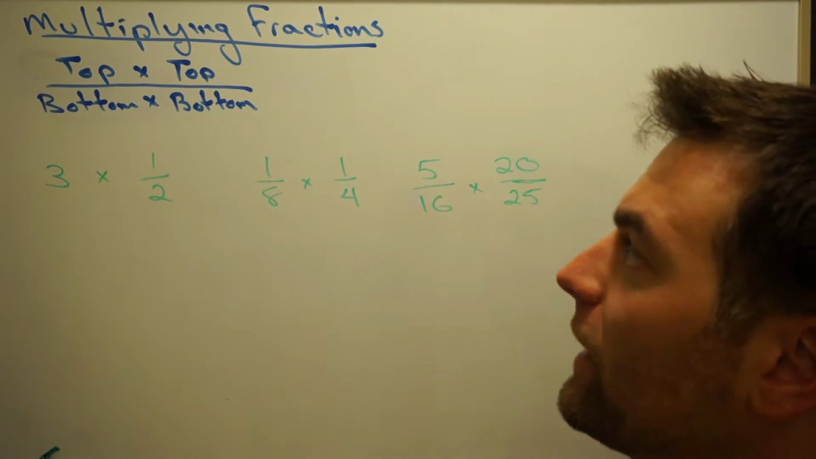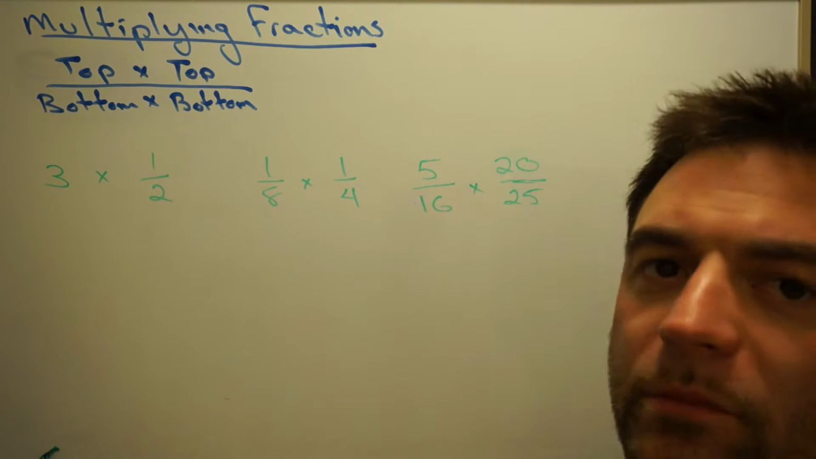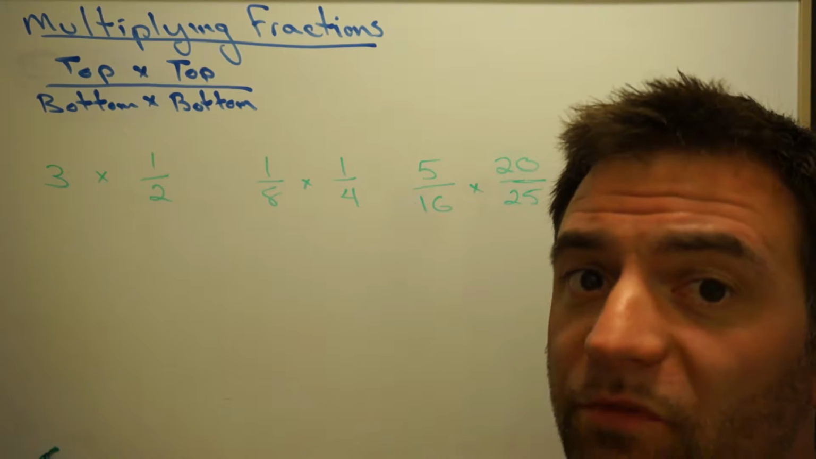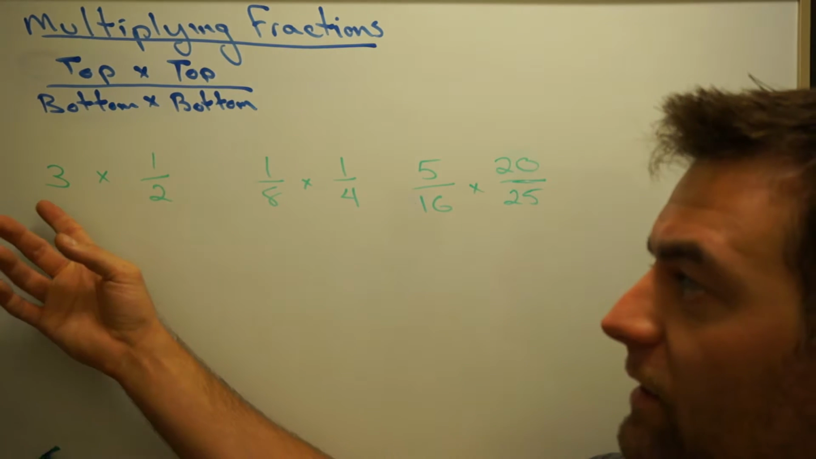So let's take a quick look at multiplying fractions. Multiplying fractions comes down to multiplying the top number by the top number and the bottom number by the bottom number. You can do some simplification in there, but overall this is just what it is. Let's take a look at the first one here.